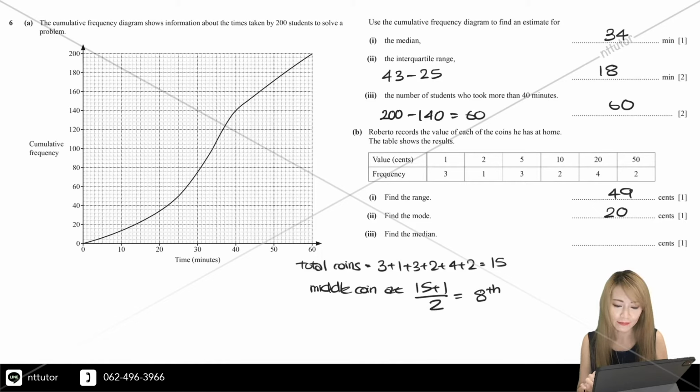So if we look at the table, the first three coins have a value of 1. So that's 1, 2, 3 over here. Another coin has a value of 2 cents. So that's 4 coins now. And another 3 coins, 1, 2, 3 over here, have a value of 5 cents. So now we are at 7 coins. So the 8th coin over here must be in this group. So the 8th coin has a value of 10 cents. Therefore, the median is 10 cents.